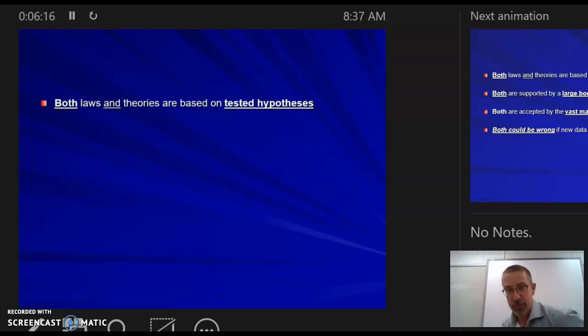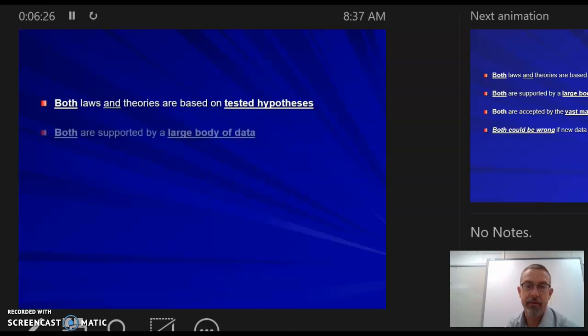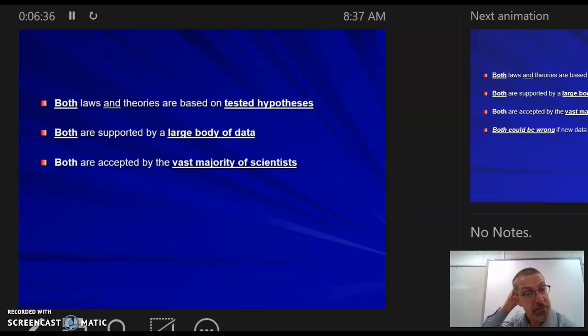But we need to compare these two and contrast them. Both laws and theories are based upon tested hypotheses. We've tested them. We know that they work. Both are supported by a large body of data. These two things are in agreement. Both are accepted by a vast majority of scientists. So if I say something's a law or a theory, science is going to accept that.